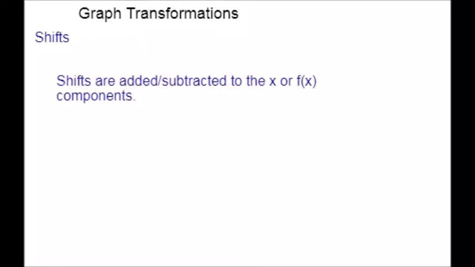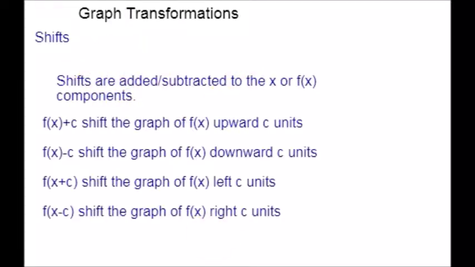Let me give you the summary of the rules. The first rule says f of x plus c shifts the graph of f of x upward c units. F of x minus c shifts the graph of f of x downward c units. And f of x plus c, with c inside the function, shifts the graph of f of x left c units. And f of x minus c shifts the graph of f of x right c units. For all these rules, you must notice that c is a positive real number. I mean, c must be greater than 0 to obtain the graph of all the translations. Hope you are clear with all these 4 rules.